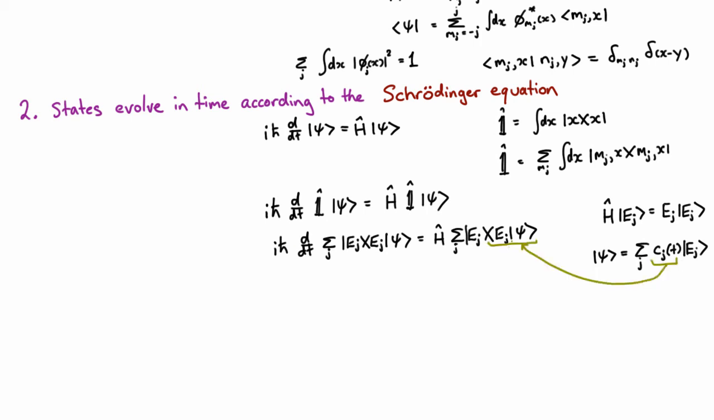And so we can write this out, remembering that the basis vectors themselves don't change in time. And we can apply this linear operator through the sum, and it acts on this, and we know exactly what it does. It just pulls out an eigenvalue. And so we have this equation here.